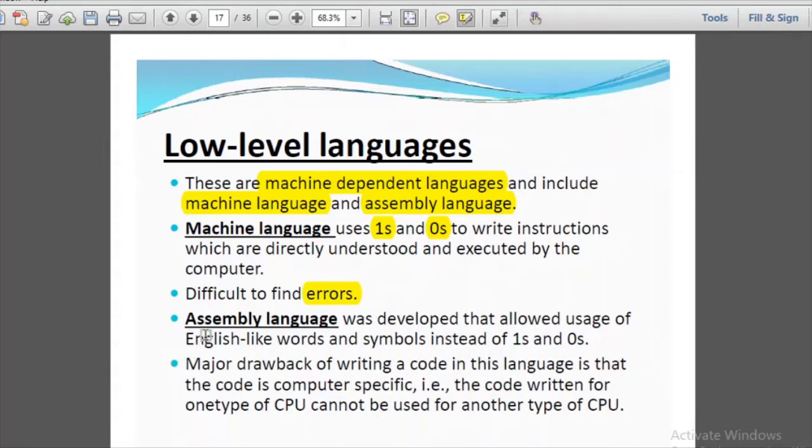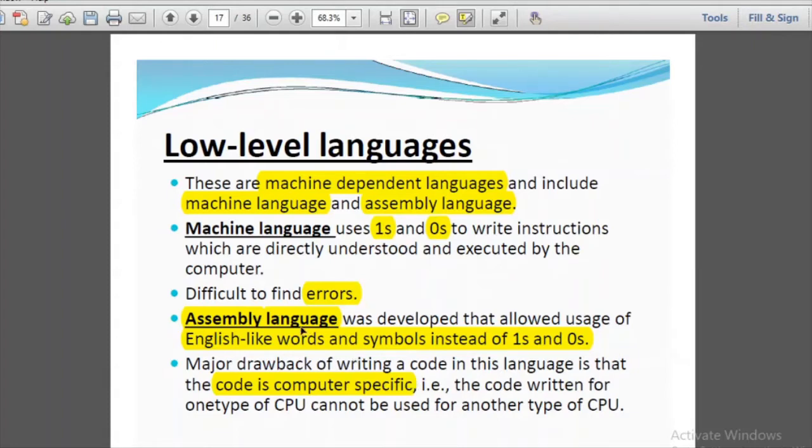The next type of low level language is assembly language, which was developed to allow usage of English like words and symbols instead of ones and zeros. The major drawback of writing code in this language is that the code is computer specific. For example, if I have a system at my home and I write assembly language code for that, that code will run only in my system and you can't run that code in any other system. So this is a major drawback as it lacks portability, as the code which you have written can only be used by one machine, and it can't be used by other machines.